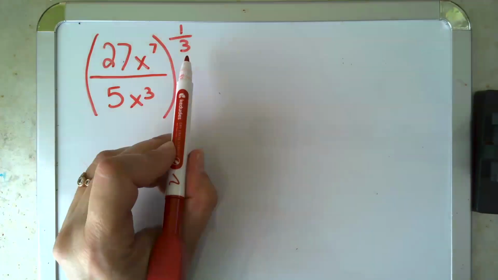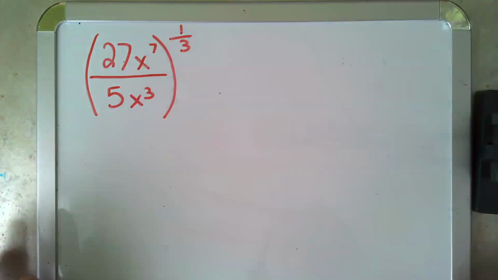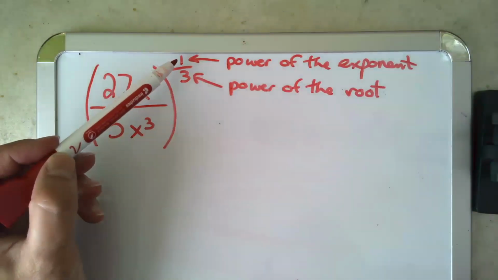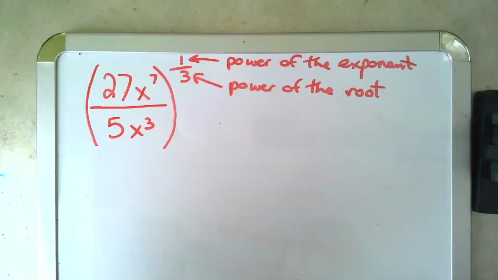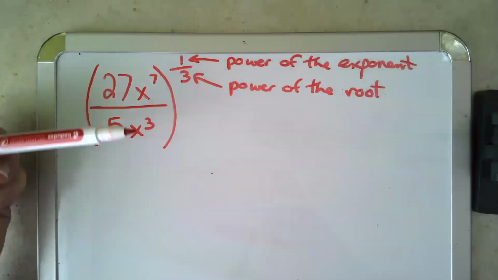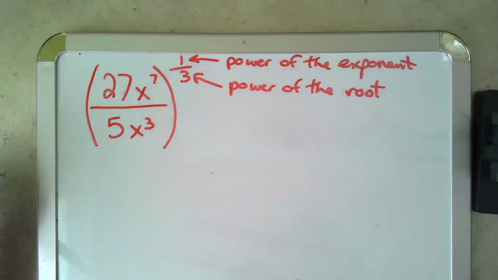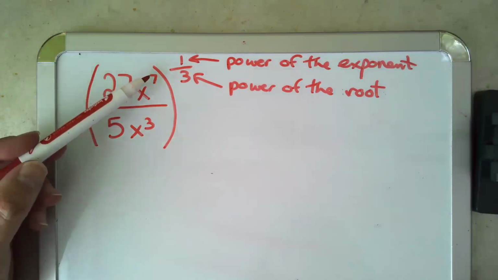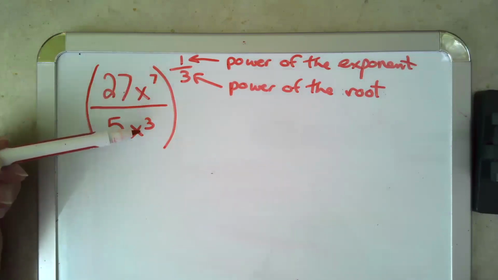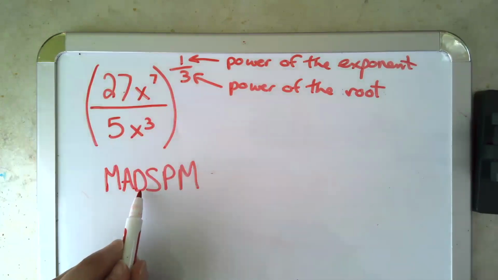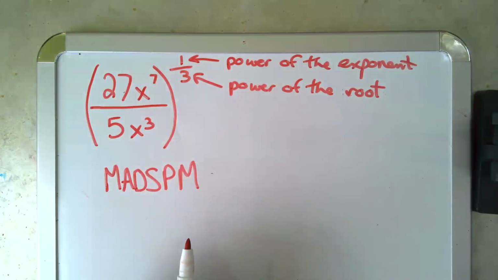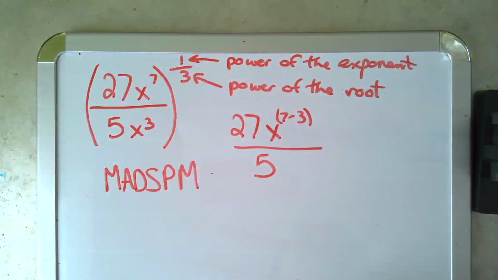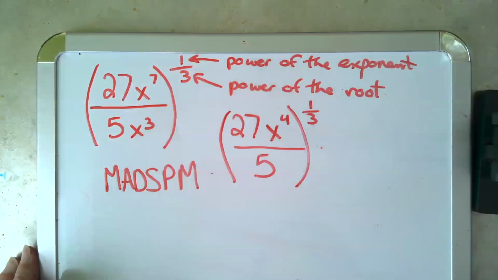Next problem, we have a fractional exponent. Remember, with a fractional exponent, the numerator is the power of the exponent. The denominator is the power of the root. But before we apply that, we're going to see if there's any internal simplification we can do. 27 and 5 do not share any common factors, but x to the 7th divided by x to the 3rd, those are the same base, so we can apply that when you divide, you subtract the exponents. X to the 7th divided by x to the 3rd becomes x to the 7 minus 3, or x to the 4, all of that raised to the 1/3.